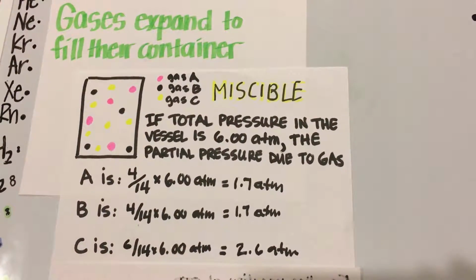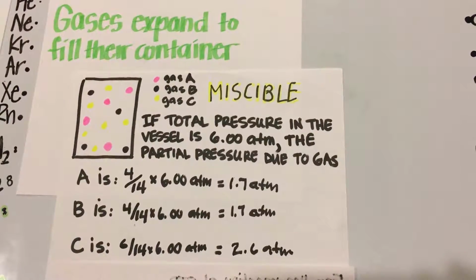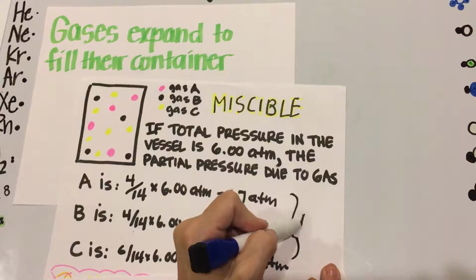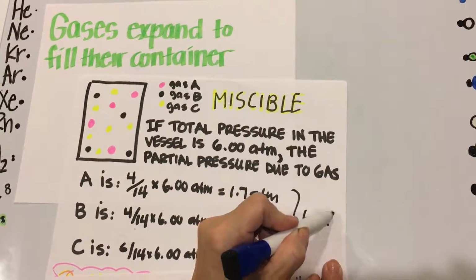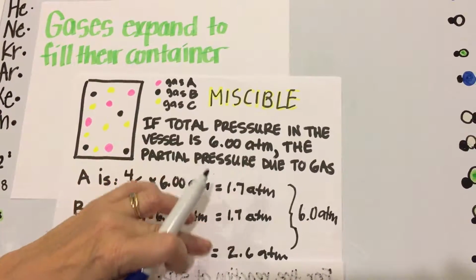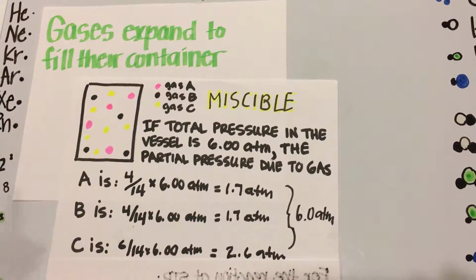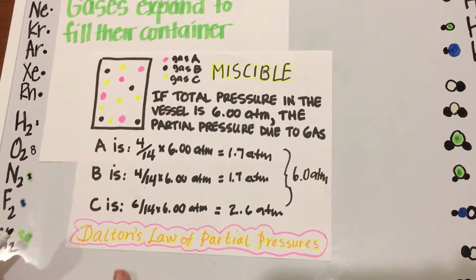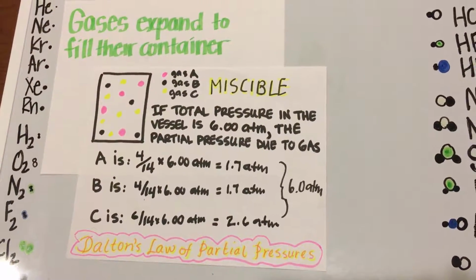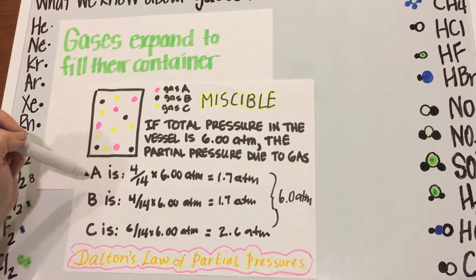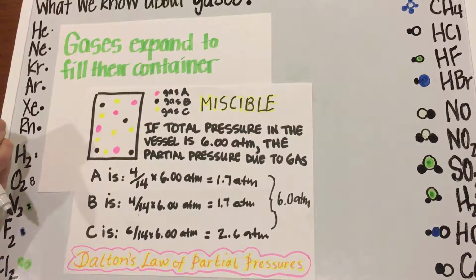Now if you total these up, 1.7 plus 1.7 plus 2.6 all adds up to 6.0 atmospheres. This pressure came from the partial pressure exerted from each of the gases in a mixture. This is called Dalton's law of partial pressures. If you have a mixture of gases, the total pressure will be the sum of pressures of individual gases.